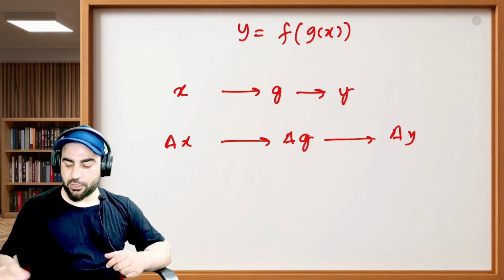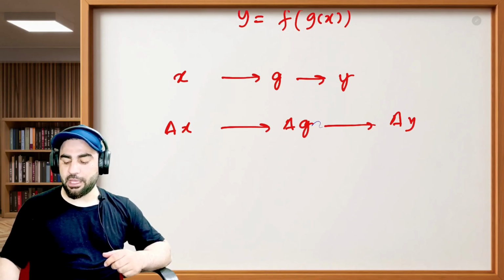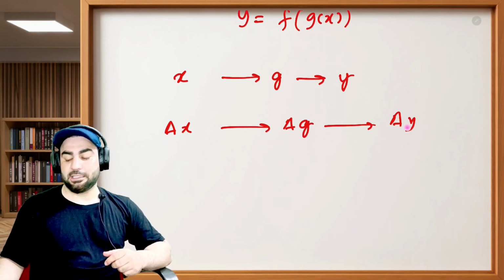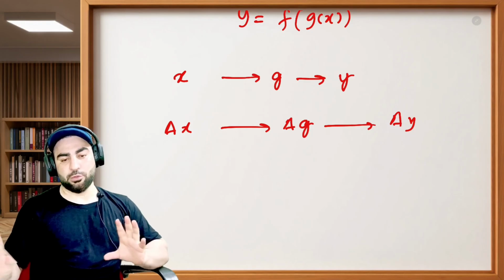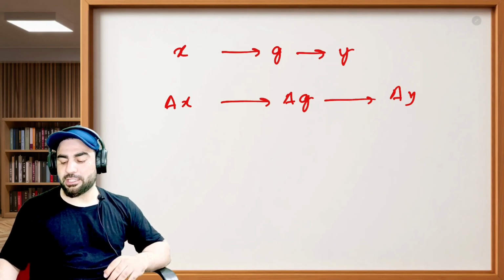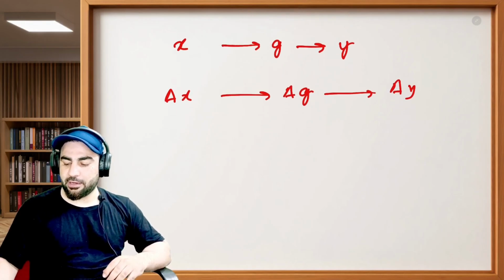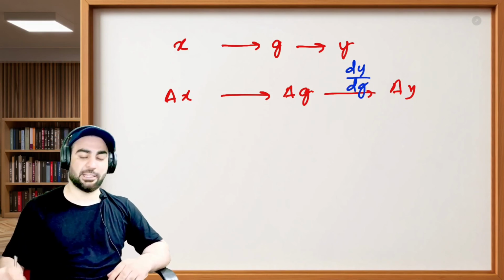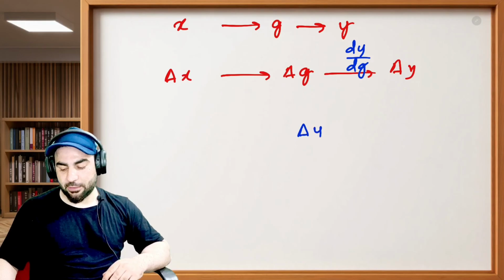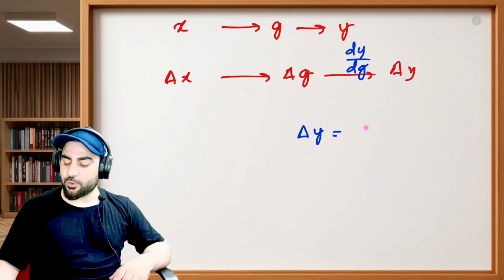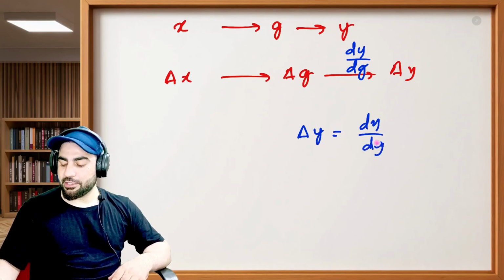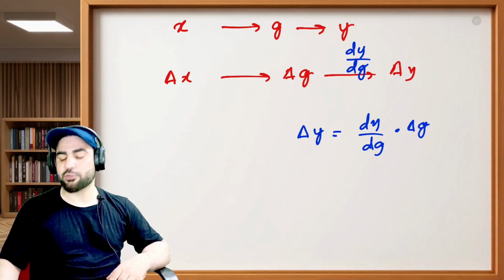Now we know this. Suppose you change delta g, then it will have some effect on delta y. So how are these two quantities related? They are related by dy by dg. This is how I can write it: delta y is equal to dy by dg multiplied by delta g.